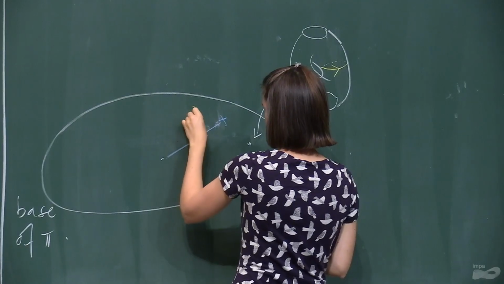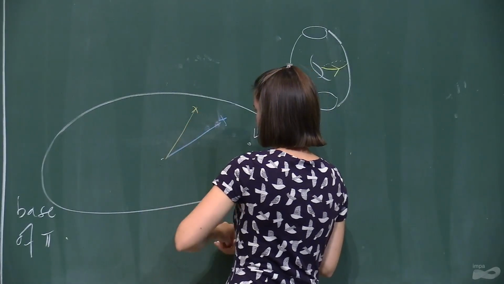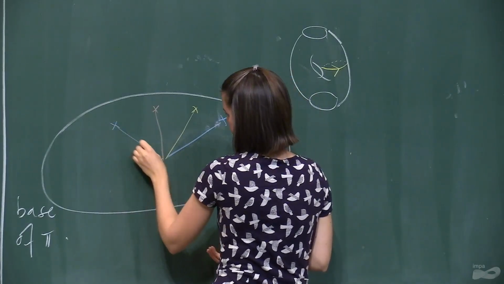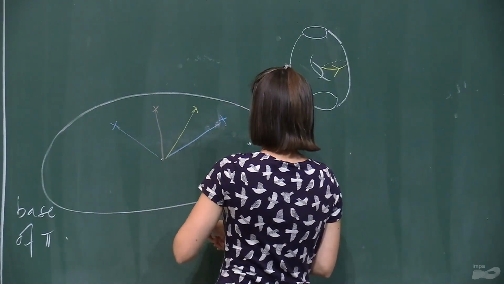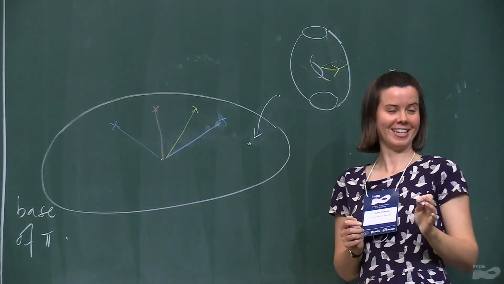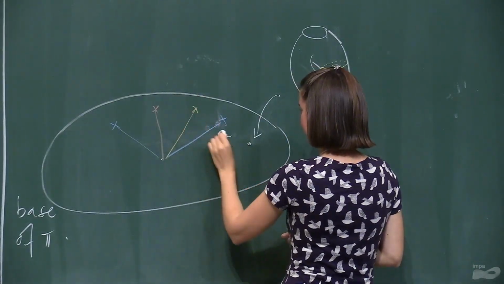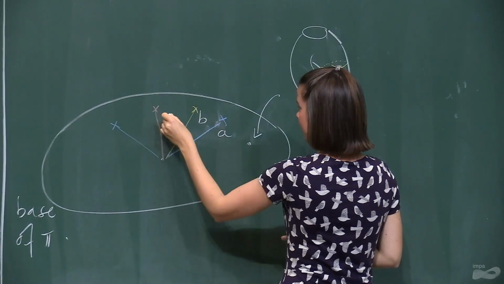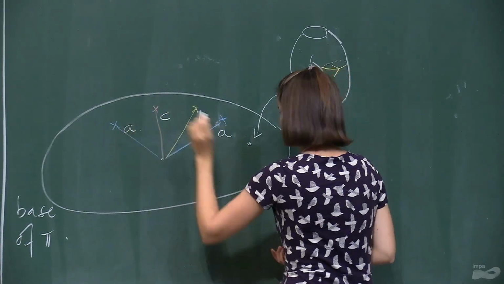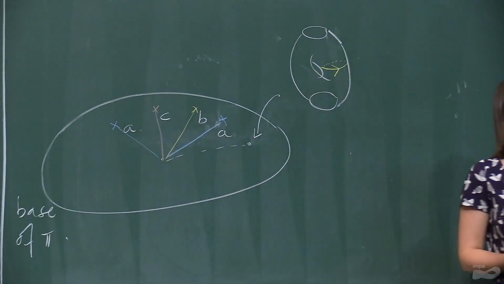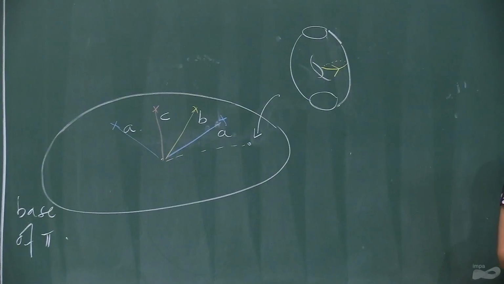So let me do that with an A, then a B, then a C, and then an A again. So Luis, I'm sorry. If you can't tell the colors apart, here is an A, B, a C, and an A again. What? How did you guess?